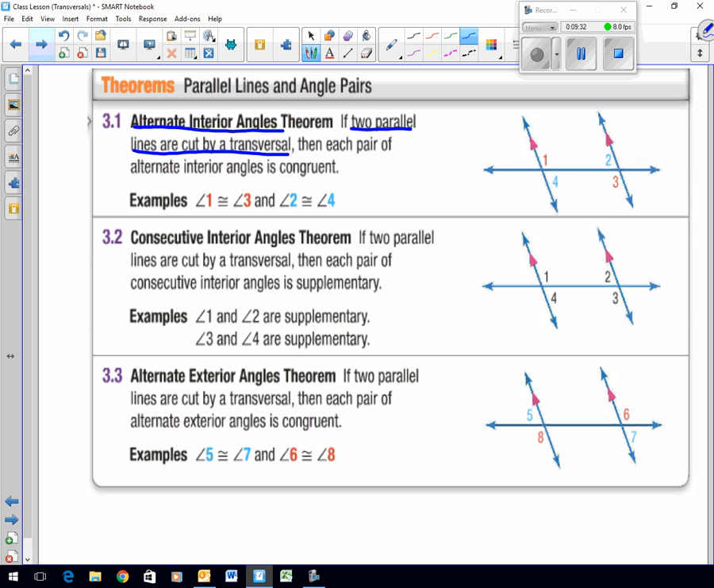1 and 3. Inside the parallel lines, on opposite sides of the transversal. 2 and 4. Inside the parallel lines, opposite sides of the transversal. With me? So it goes 1 to 3.